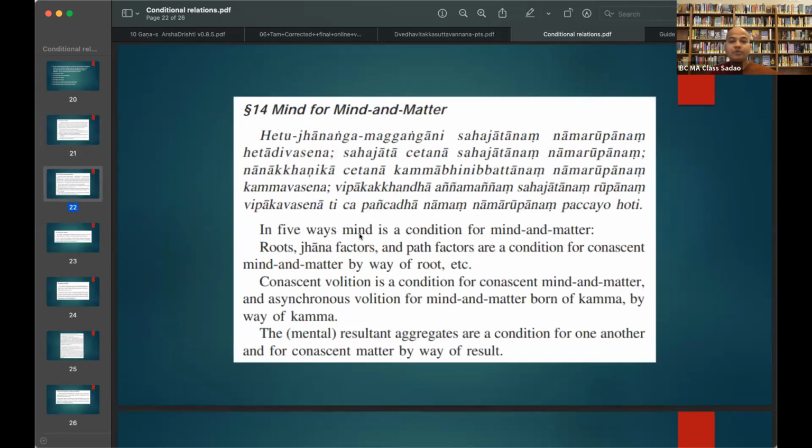Mind for mind and matter. In 5 ways, mind is a condition for mind and matter. Roots, jhana factors, path factors are a condition for cognizant mind and matter by way of root, etc. What is shown here is the relationship between nama and nama rupa. Roots, hetu, jhana, magga, a condition for cognizant mind and matter. The word for cognizant is sahajata. Sahajata, nama rupa, by way of root, etc.